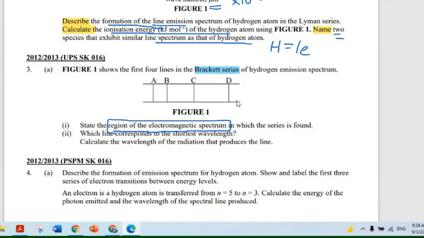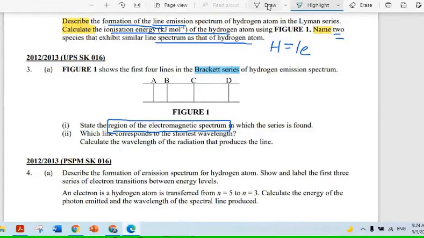Okay, and then Madam nak tanyakan Luqman macam mana nak baca benda ni? Bracket N equal to berapa? Equal to 4. Okay. So which one is the first line? A, B, C, D? D.